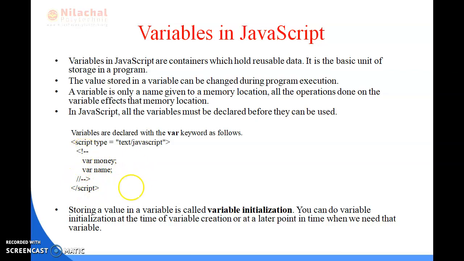So, this is the procedure of writing code in the JavaScript programming language, and it is also similar to HTML. Storing a value in a variable is called variable initialization. So, when we declare a variable and it stores something, that is initializing. You can do variable initialization at the time of variable creation or at a later point in time when we need that variable. So, these are all about variables and how we are declaring variables in JavaScript.